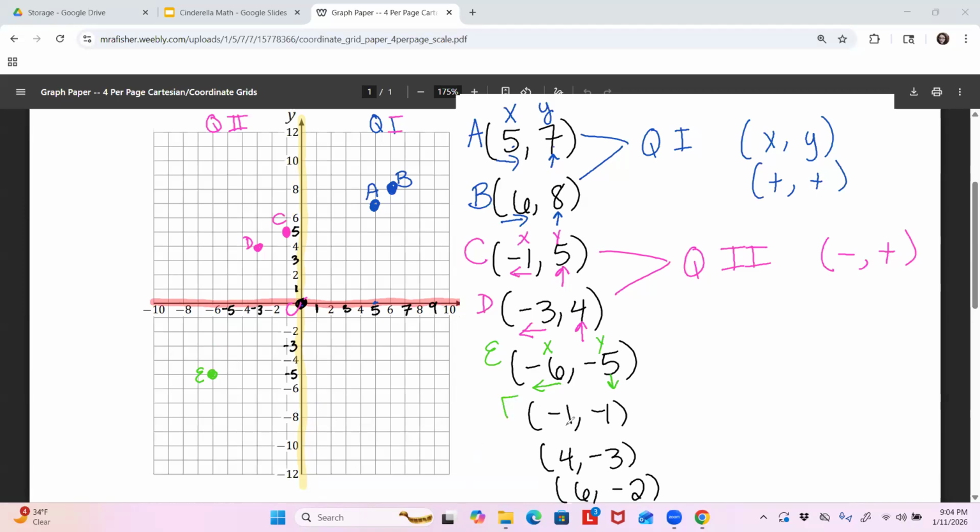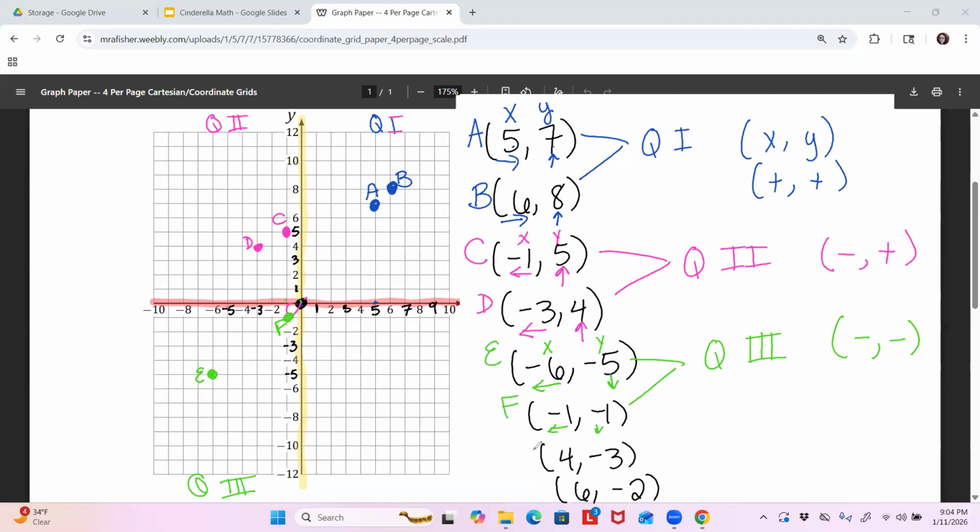I'm just doing that to illustrate. You probably just want to count and put your point. How about point F? Left 1, down 1. So from that center, left 1, down 1. Right there, F. You'll notice that both of those landed in quadrant 3. Quadrant 3, you can see from those points, those green ones, we went negative, negative. We went left and down.